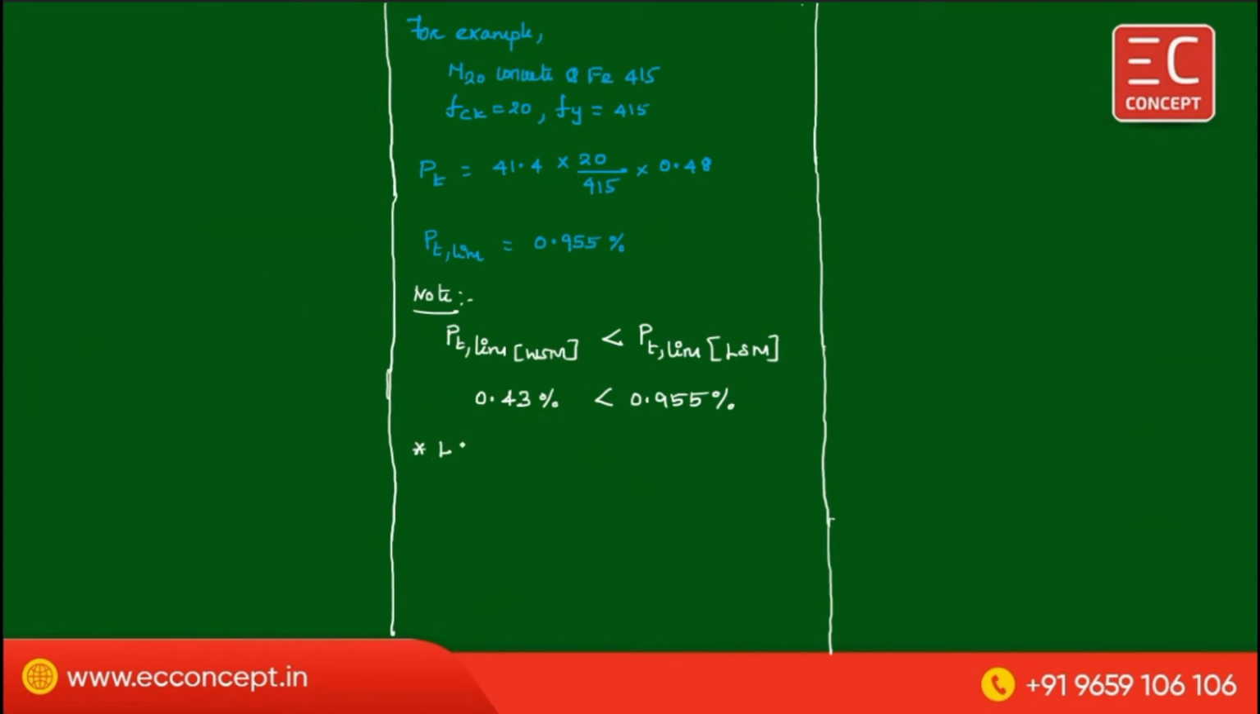You can write: the limit state method requires more steel than the working stress method, but the limit state method requires smaller size than the working stress method.